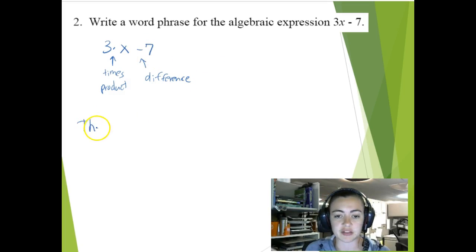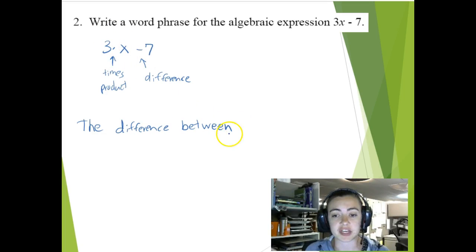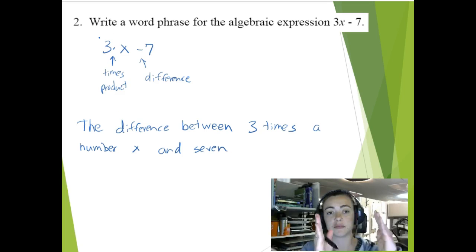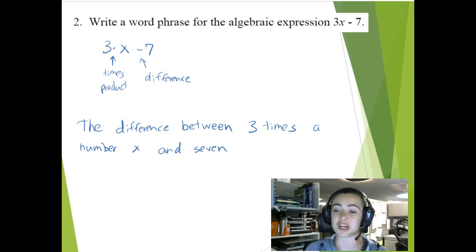We usually start there. So we say like the difference between, and then we say the first term, so in this case between 3x, but we don't just write it as 3x, so maybe the difference between 3 times x, or the difference between the product of 3 and x. So the difference between the first thing and the second thing, second term in this case, and 7. And you write that in order, so you go left to right, so the difference between the first thing and the second thing. And that's your word phrase for this algebraic expression.